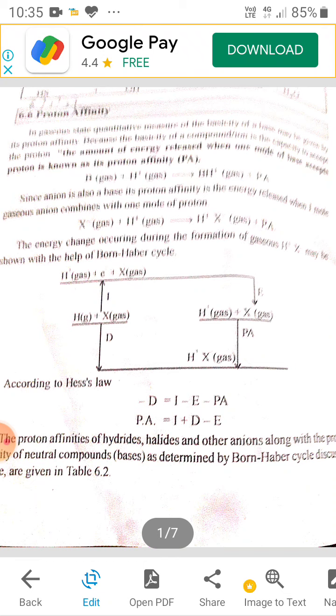The energy occurring according to this whole cycle is known as the Born-Haber cycle, in which the gas dissociates into two parts, then it accepts a proton, and then it changes into a solid part. This is known as the Born-Haber cycle. For example, D is equal to 1, is equal to PA, and PA is equal to I minus D plus E.